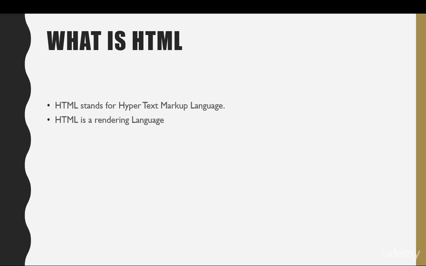Meanwhile, there are a lot of programming languages. HTML is the only rendering language right now. However, we have CSS, which is Cascading Style Sheets, the styling language, but not a rendering language. The rendering language is only one, HTML. Okay, HTML is used to create web pages.